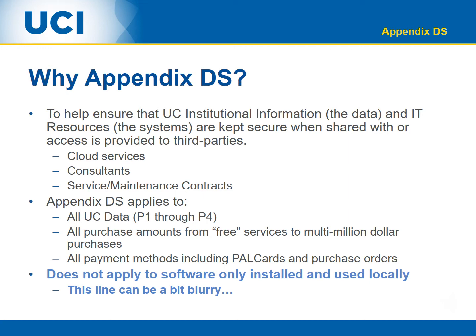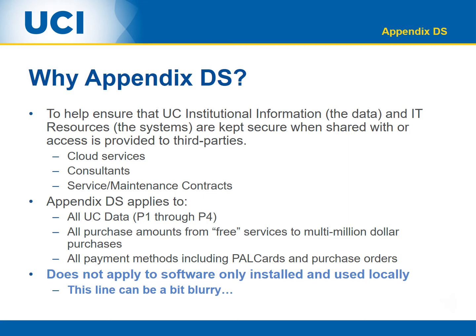Appendix DS really applies to all data, not just toxic data. That is a common misunderstanding. We really want any data that we share with a third party to be kept secure. Even something relatively benign like email addresses, we don't want to have those abused. Consider, for example, that we might have a contract with a third party to send out an email announcement to all of our students or something along those lines. We don't want that third party to resell those email addresses to marketers that might impact our students. So we really want all data protected contractually.